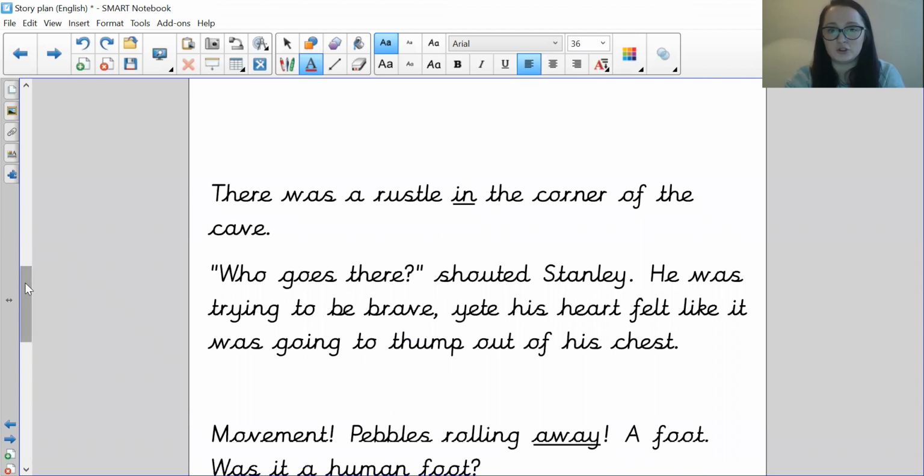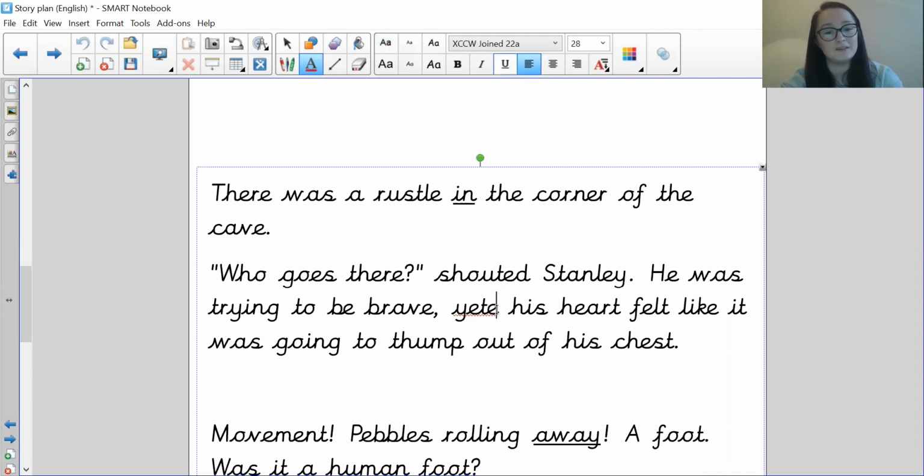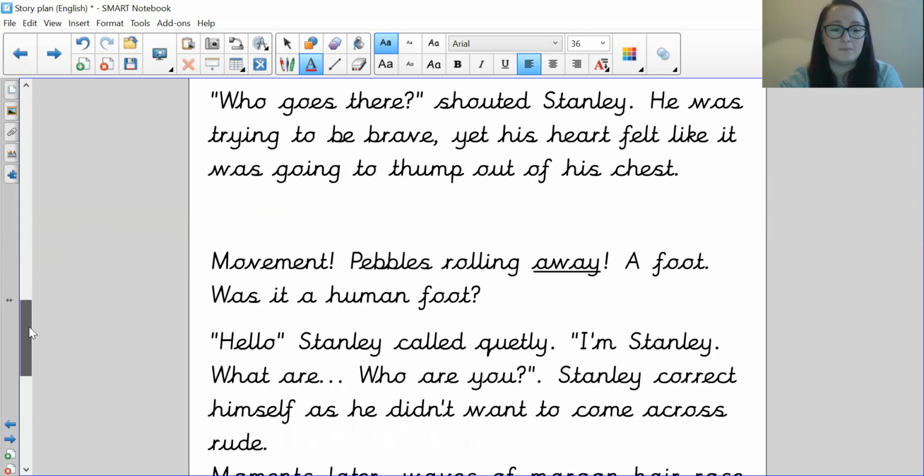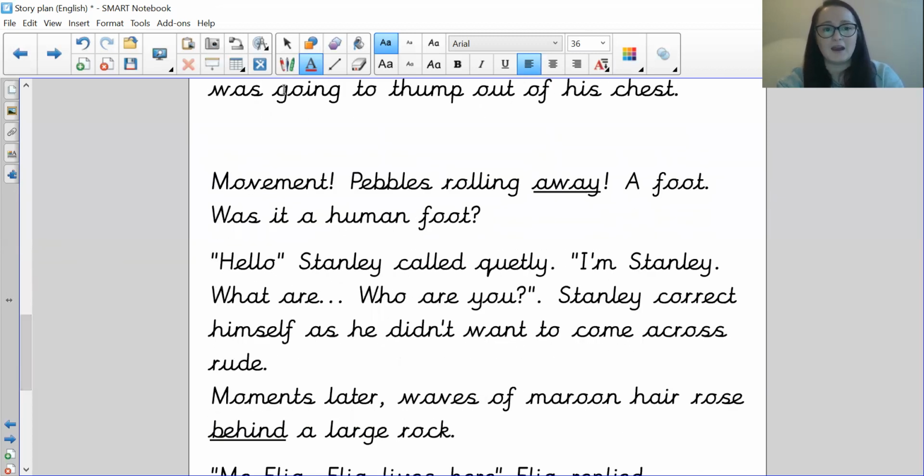So there was a rustle in the corner of the cave. "Who goes there?" shouted Stanley. He was trying to be brave. Yet, oh, silly Miss Dunn, another spelling mistake. Yet his heart felt like it was going to thump out of his chest. So I've underlined the preposition there. You don't need to underline it, but that's just what I've done just to show you where I am including them. Movement. And I want movement.